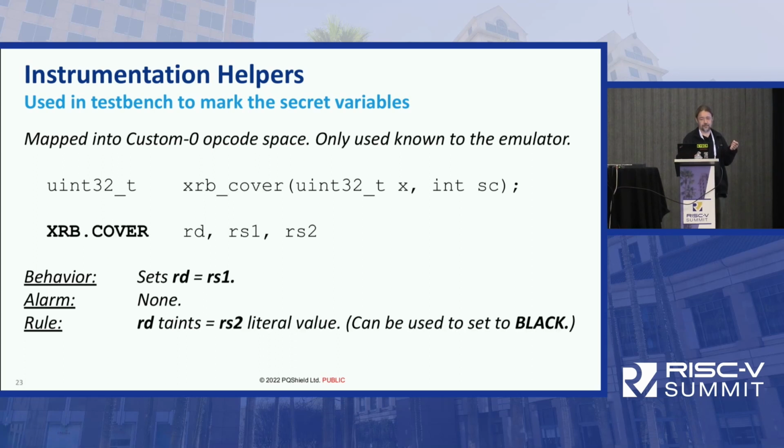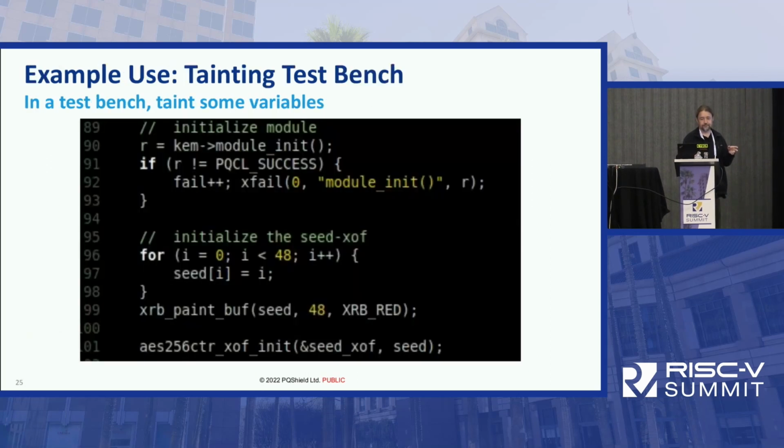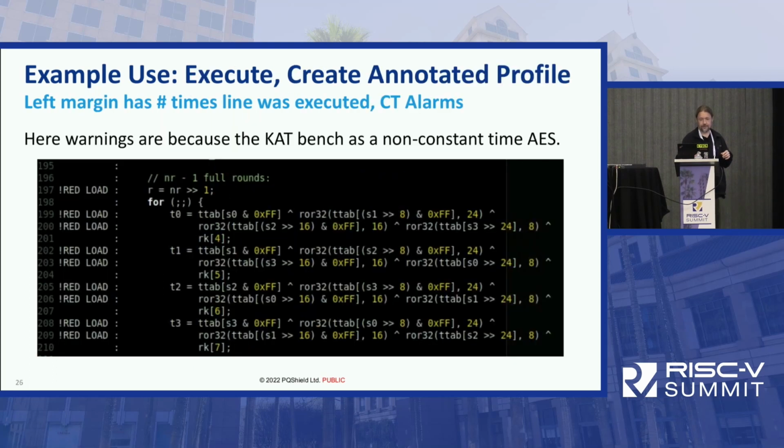Also, like setting things back to black. For example, if something is ciphertext, then it's no longer secret. It's already been encrypted, and I can set it to black. That's a thought. And of course, for testing, there are custom instructions that only the emulator understands. I have some examples here, but I'm going to skip those.